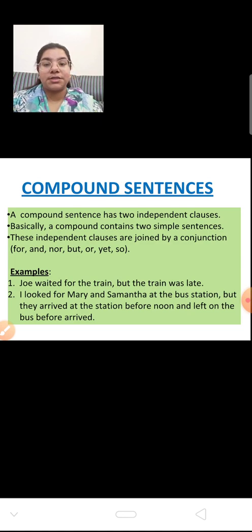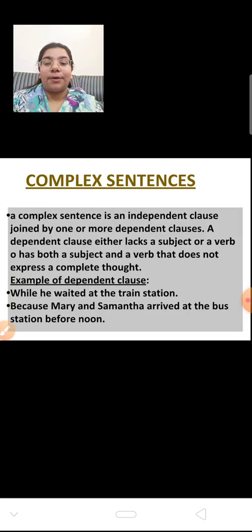I hope that you understand what a compound sentence is: it is made up of two or more main clauses, and they are joined by the help of conjunctions. That is what we call compound sentences. Now the next thing is complex sentences.